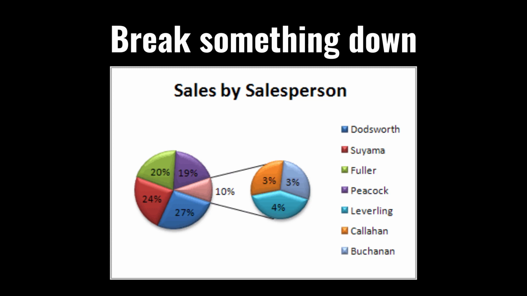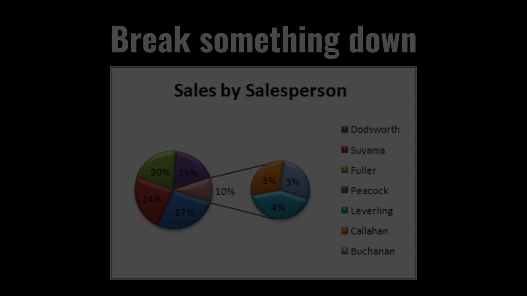Now, this could be information, such as sales information in the chart, but somebody may ask you to take a task or a job and break it down into individual actions. So the whole becomes many smaller and simpler things. That is, break something down.